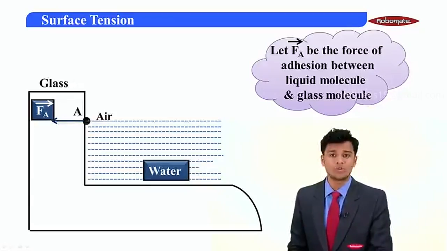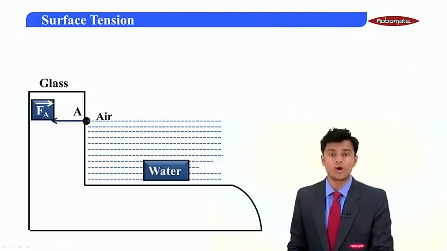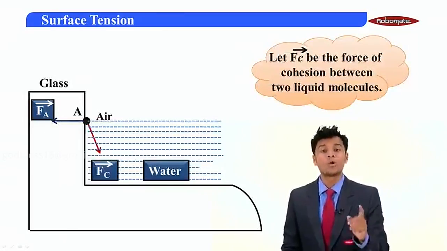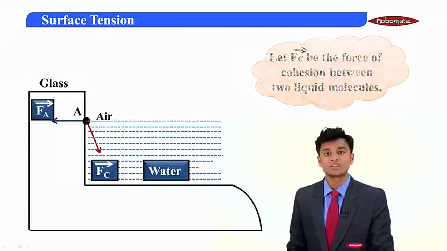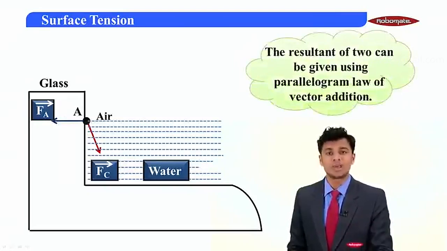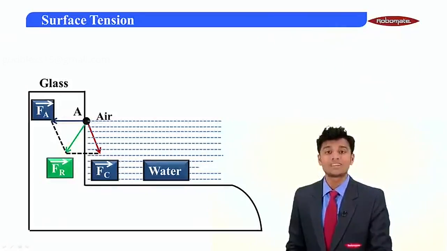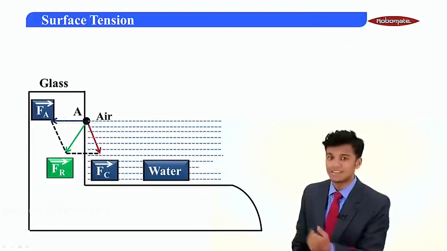Now class, the same molecule is also attracted by all the molecules in the liquid, and this force is called the force of cohesion, or cohesive force, shown with the help of Fc bar. Molecule A is acted upon by two forces, Fa bar and Fc bar, simultaneously. The resultant of these two forces is given by the parallelogram law of vector addition. I complete a parallelogram and the diagonal gives me the resultant. So on molecule A, the resultant force is Fr bar, shown with a green colored arrow, as you can see in the diagram.